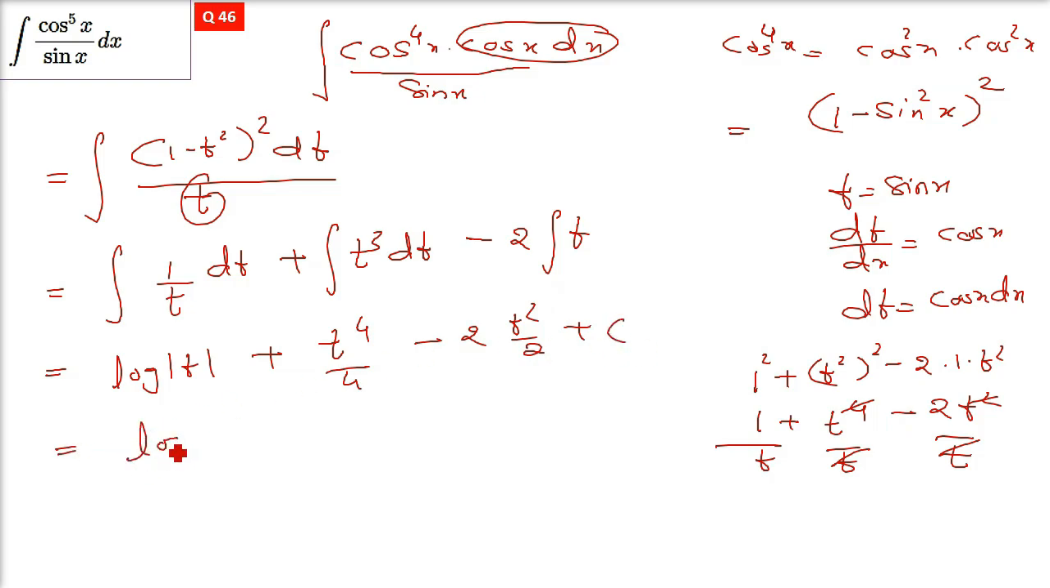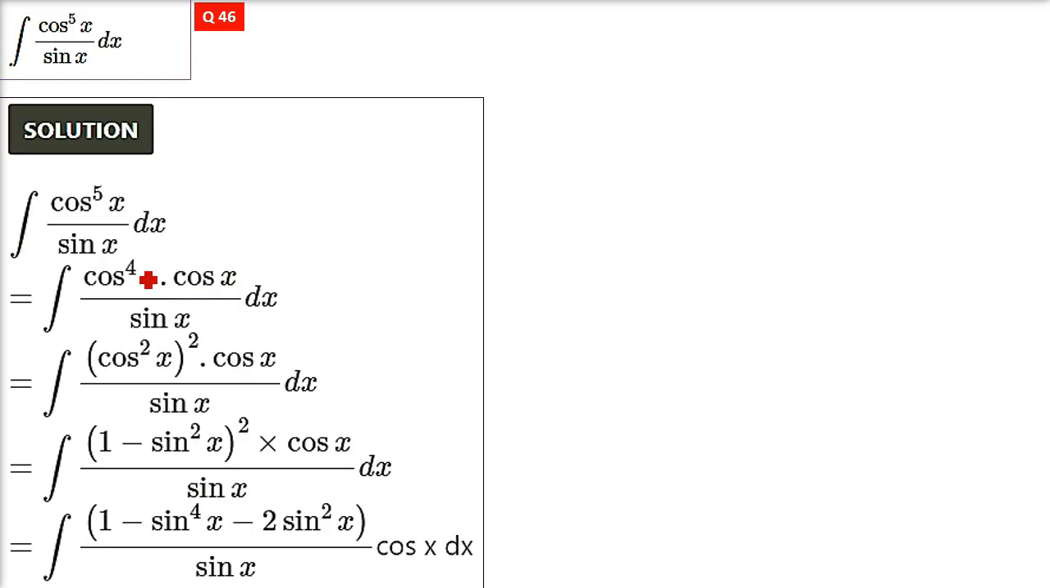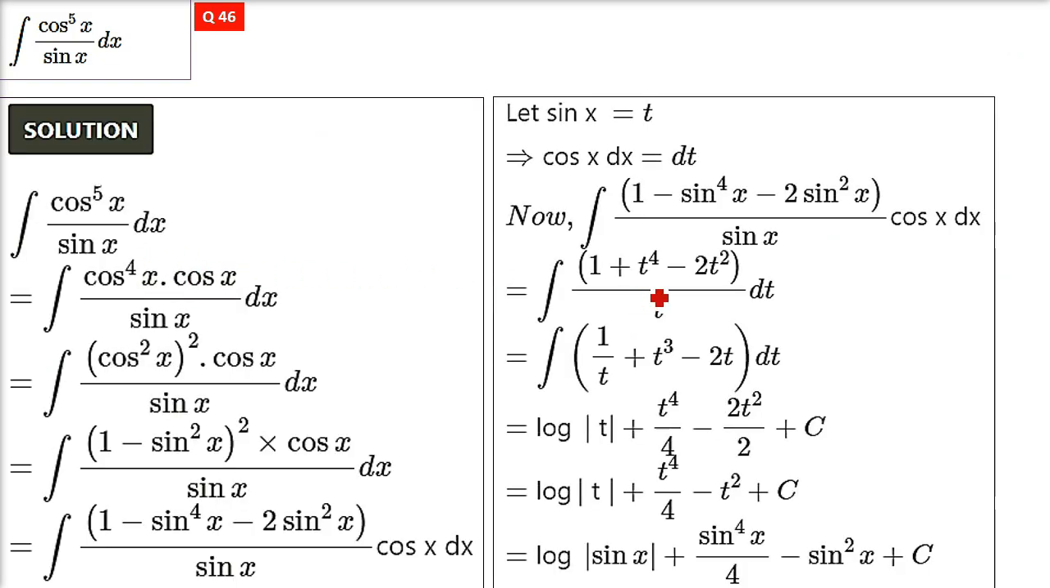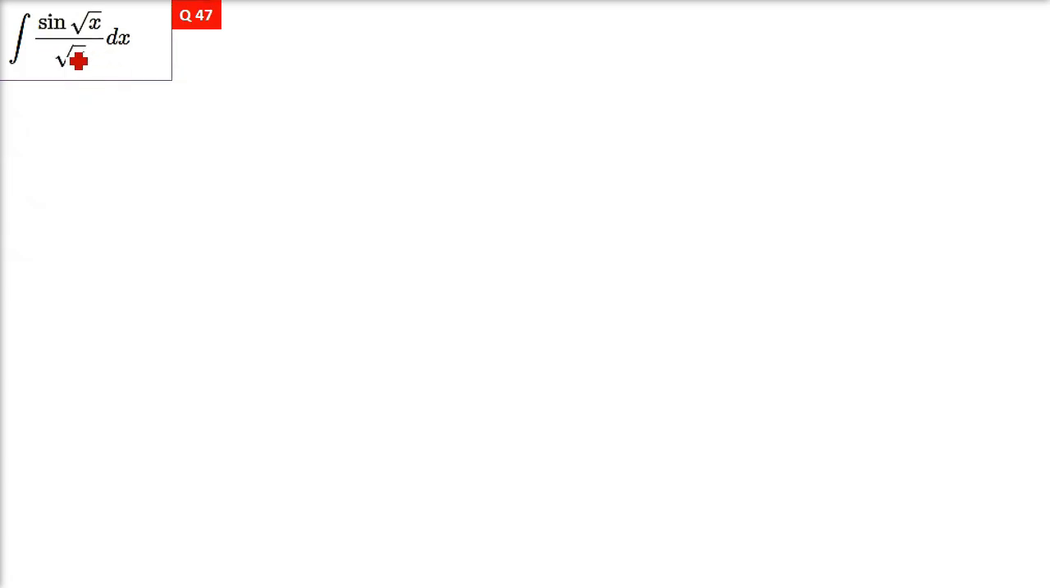Now let's change this t to sin x, that is the final replacement, because t we have introduced ourselves, so we need to get rid of it also. So log modulus sin x plus sin raised 4x by 4 minus sin square x plus constant of integration. This is your answer. So this is how you can do this. Whole idea is all about trying to find out what can give you what, how can we combine dx with certain terms, and how can we convert the t which we have taken into other content which is in the integration inside sine. This is very straightforward.